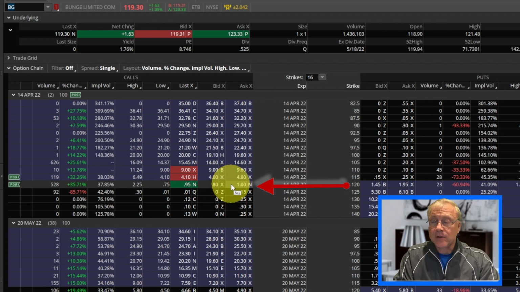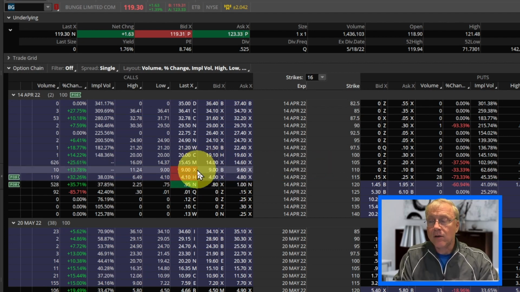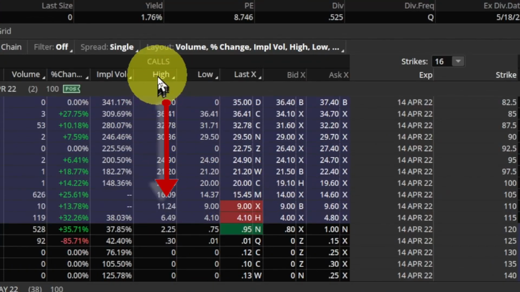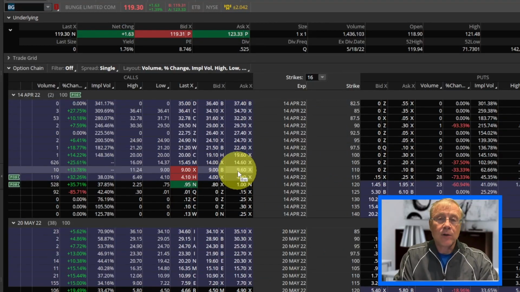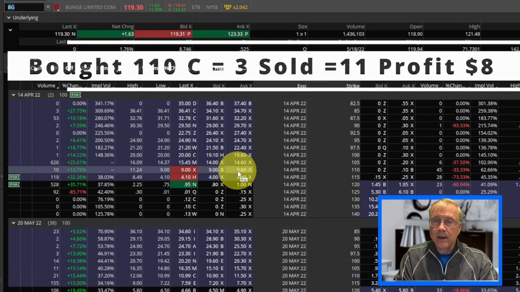I bought this for $1.50, and then I put an order in to sell the 110 call. Instead of at 9, I put an order in to sell that at 11. If you look here, the high was 11.24. So I was able to sell this for $11. So I made almost 400% today on this call, which I've held for a while. This is not a one-day trade.